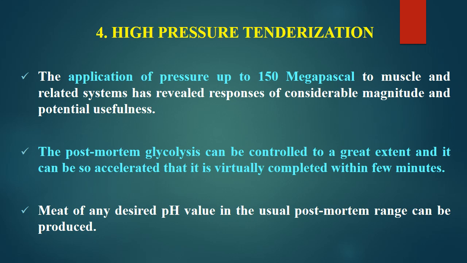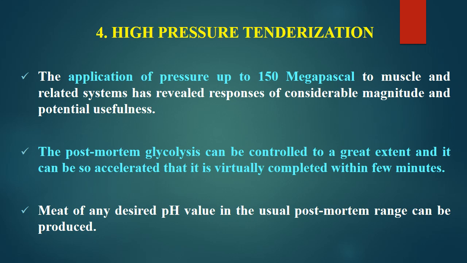Now we are at the fourth method, or the last for this lecture, that is high pressure tenderization. This is again a modern technology, well established and proven through modern research. The application of pressure up to 150 megapascal to muscle and related systems has revealed responses of considerable magnitude and potential usefulness. The post-mortem glycolysis can be controlled to a great extent, and it can be so accelerated that it is virtually completed within few minutes.